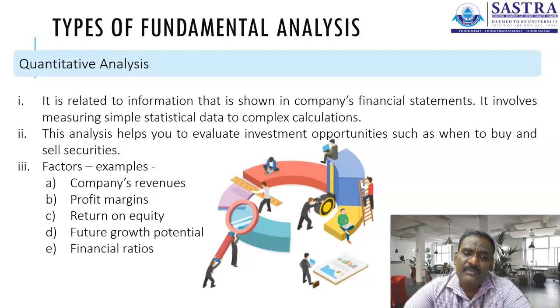So, for example, the information: revenue generated by the company, profit margin of a company, return on equity, and the future growth potential of a company as estimated by the researcher, and the financial ratios. It simply expresses the relationship between the different factors taken into consideration.